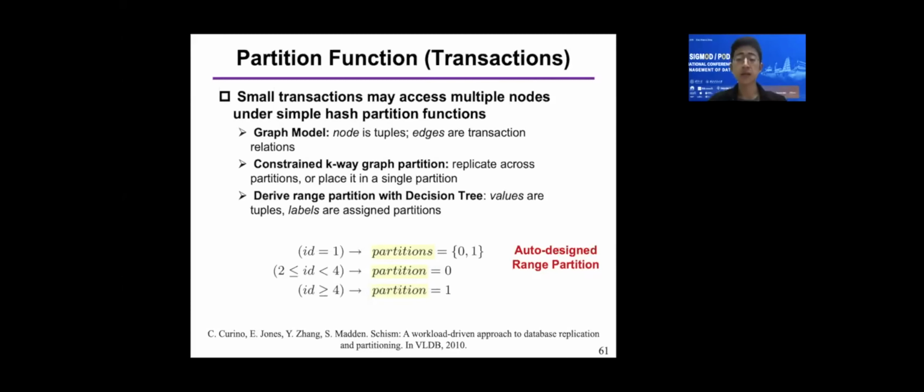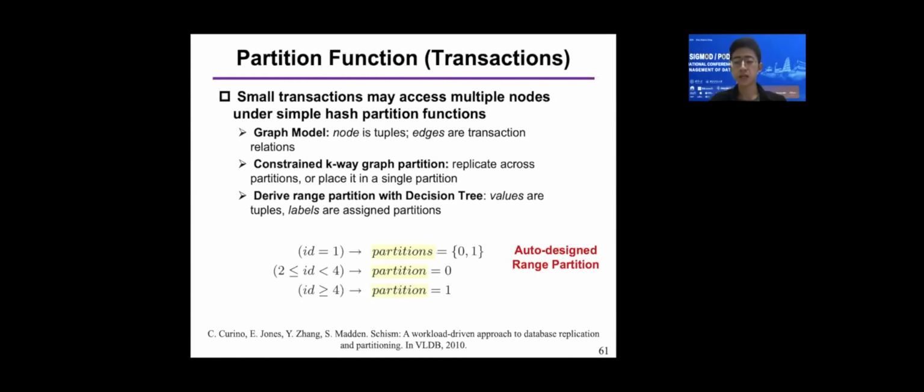They use a graph partition algorithm like METIS to locate the nodes into K partitions. However, until this step, we still do not know how to partition the tables because it uses the range partition function to locate the tuples.